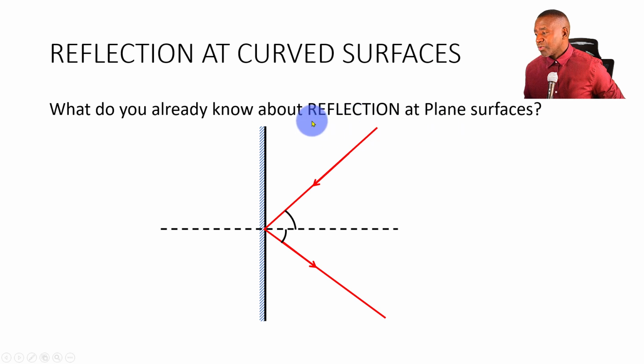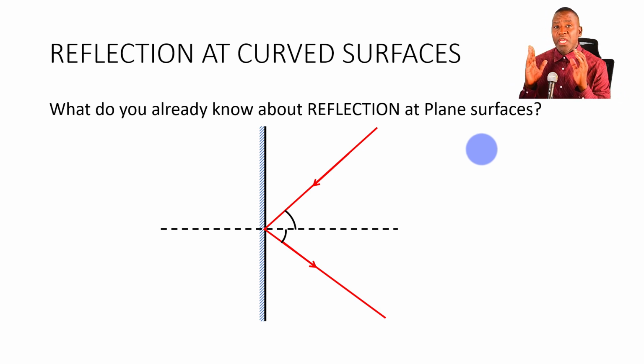The other thing that we study under reflection at plane surfaces are the properties of images formed by plane mirrors. And I hope you can remember them. The size of the image is equal to the size of the object. The image is laterally inverted, although it is upright. It is at the same distance from the mirror as the object is in front of it. And the line joining the image and the object forms 90 degrees with the mirror.